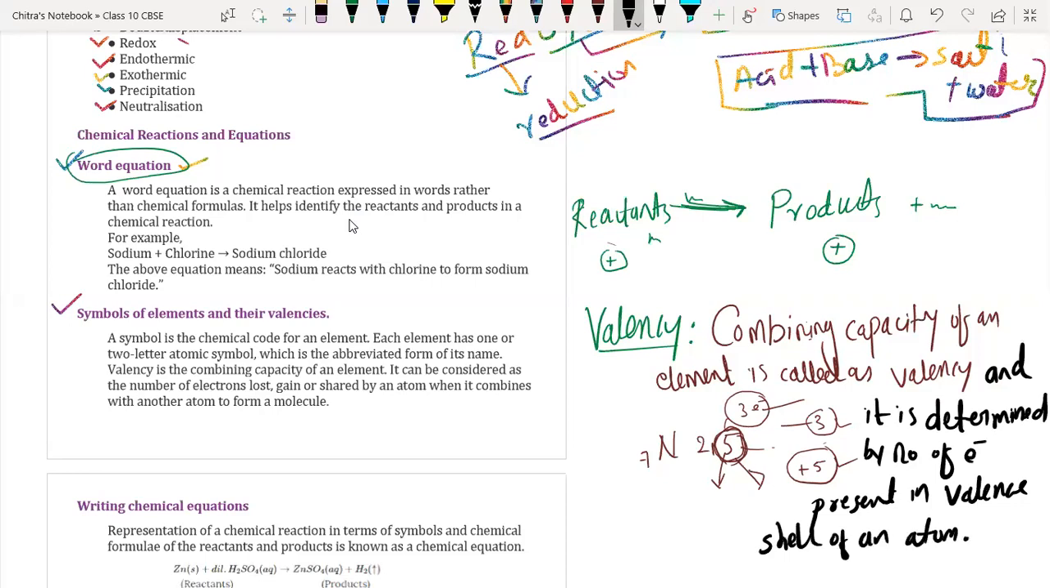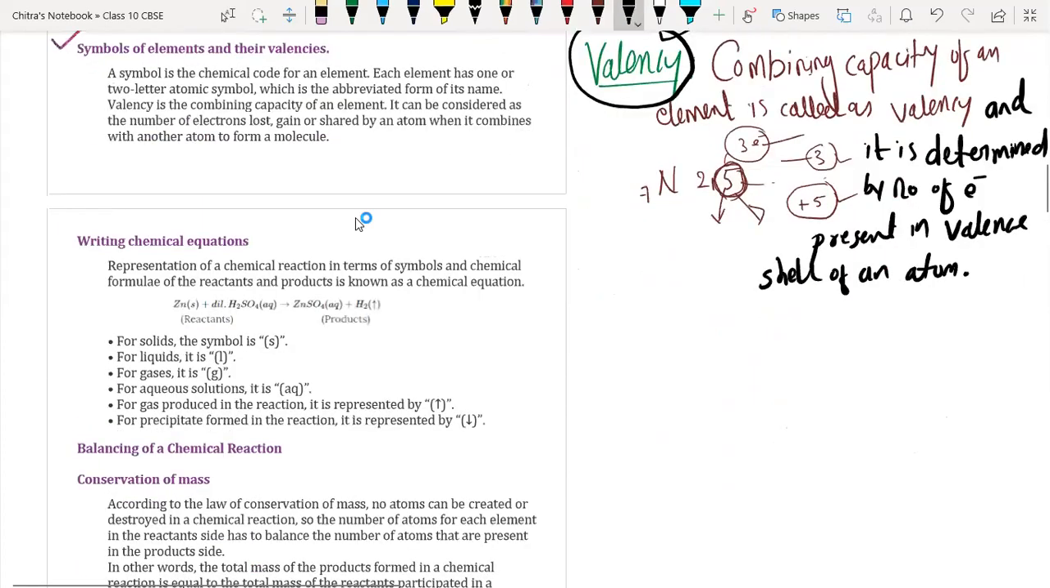Okay, this is called valency. Again, it is very important, and valency decides what type of product is going to form. So the symbol is the chemical code for the element.